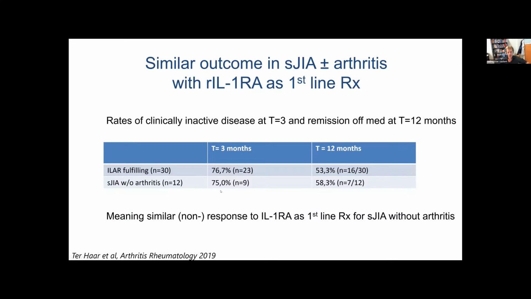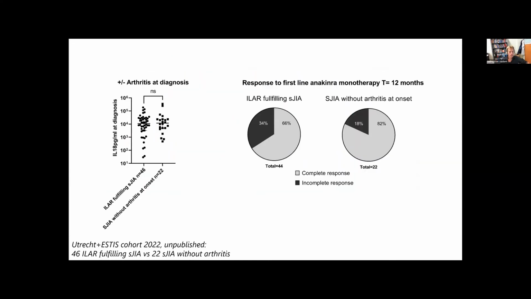And at 12 months, slightly more than half of these patients have been able to taper and stop anakinra. So this is a clinical remission off medication. You can see that for those two cohorts, either with or without arthritis at onset, there's no significant difference, although the numbers, of course, are pretty small. So this means that there's a similar response, or if you want, non-response, to anakinra as first-line treatment for systemic JIA patients fulfilling ILAR criteria or presenting without arthritis at onset. It was published in 2019. Can I get the next slide, Peter?